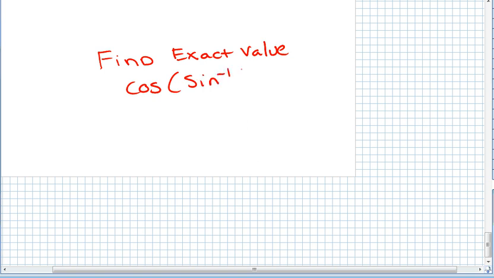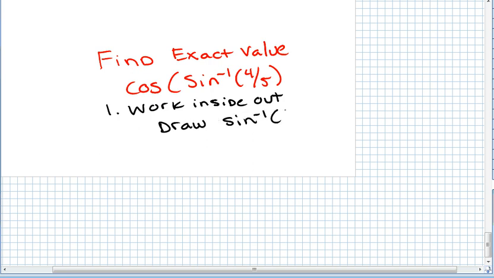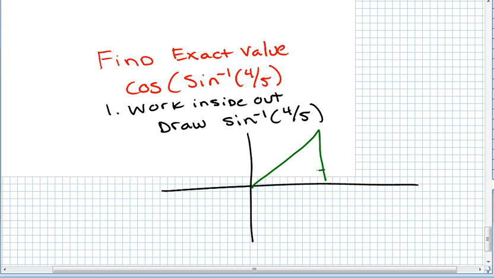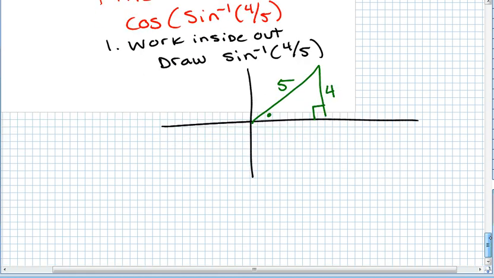Now, there are a couple other types of questions that you might have. For example, finding the exact value of a composition. Where it says cosine of sine inverse of 4/5. And here's how you do these compositions. The first thing you want to do is work inside out. What I mean by that is draw sine inverse of 4/5. And remember, since it's positive, what quadrant are we going to draw the picture? You guessed it, first quadrant. And based upon this angle, the opposite is 4, hypotenuse is 5. So now we have a picture for this problem.